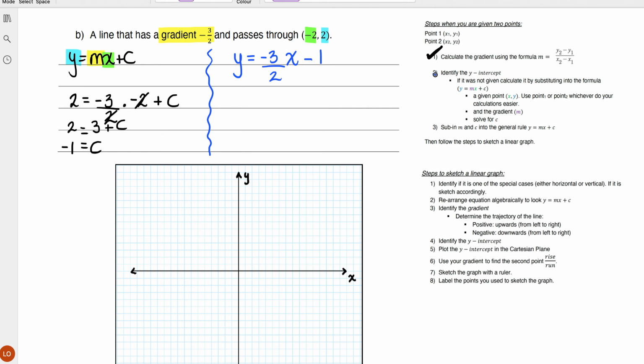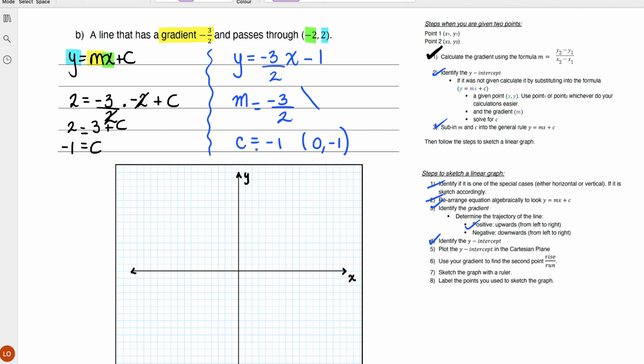We did steps one and two, and now we're going to follow the rules to sketch. Identifying special cases, no. Rearrange, I don't have to. Identify the gradient. We already have it, but I'm going to write it: gradient is equal to -3/2. Is it positive or negative? It's negative, so identify the trend: it's going to go downwards. Identify the y-intercept, which is -1. So my y-intercept, my c, is equal to -1, and as a coordinate it's 0, -1.